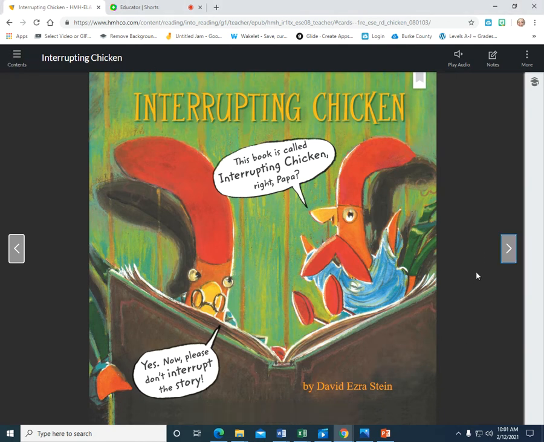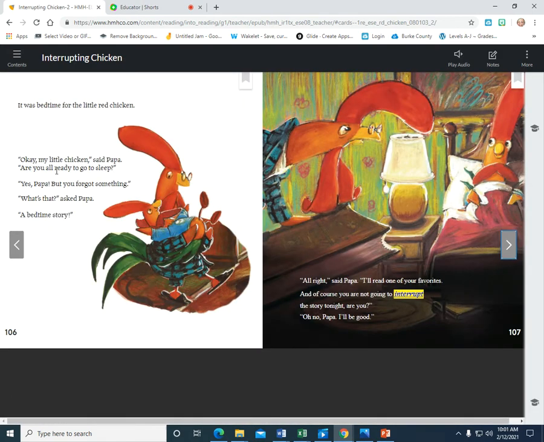Interrupting Chicken. It says, it was bedtime for the little red chicken. Okay, my little chicken, said Papa. Are you all ready to go to sleep? Yes, Papa, but you forgot something. What's that? Asked Papa. A bedtime story. All right, said Papa. I'll read one of your favorites. And of course, you're not going to interrupt the story tonight, are you? Oh, no, Papa. I'll be good.